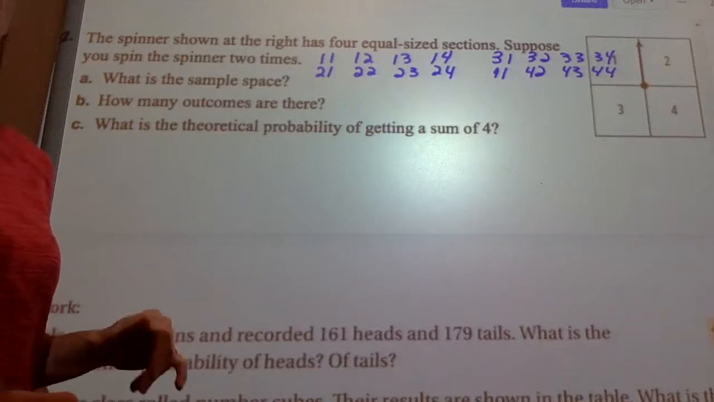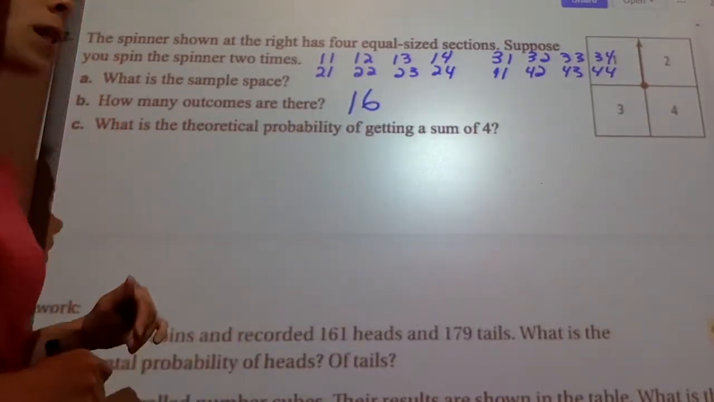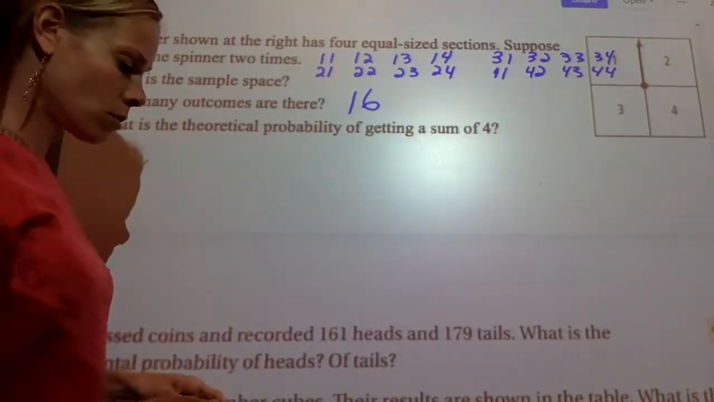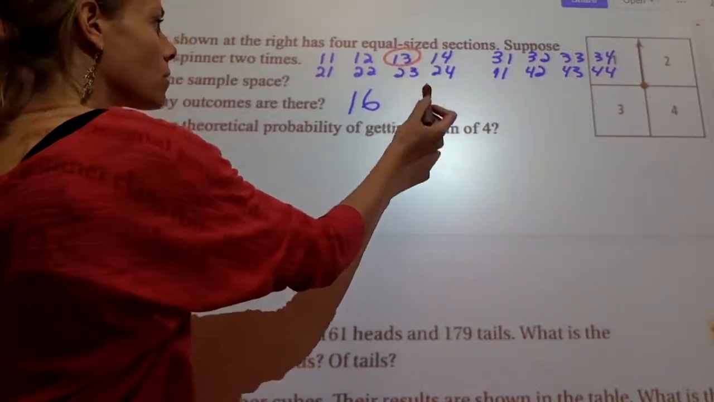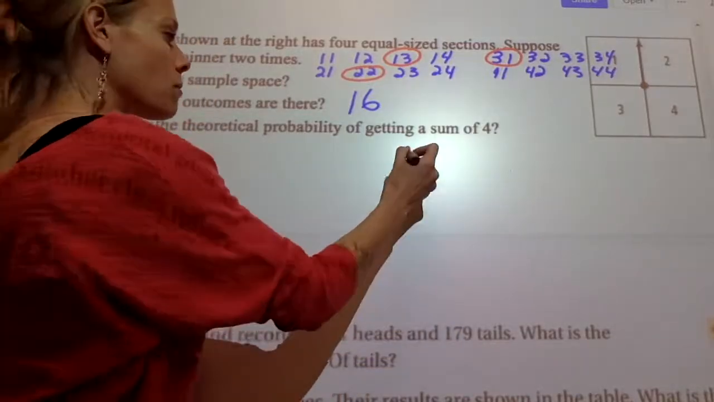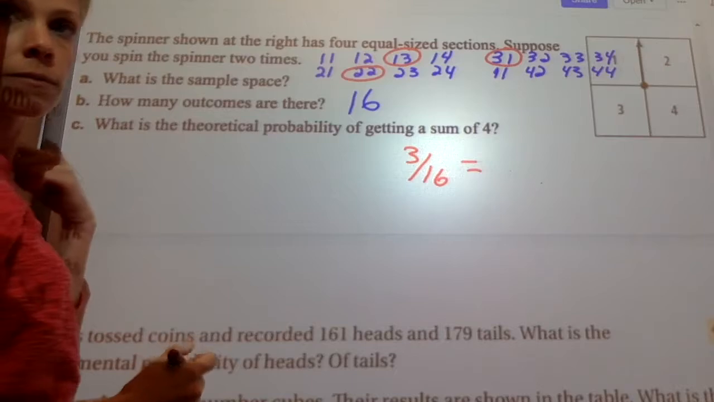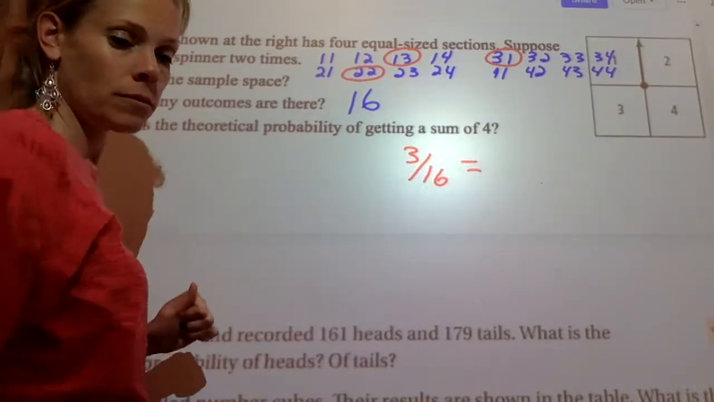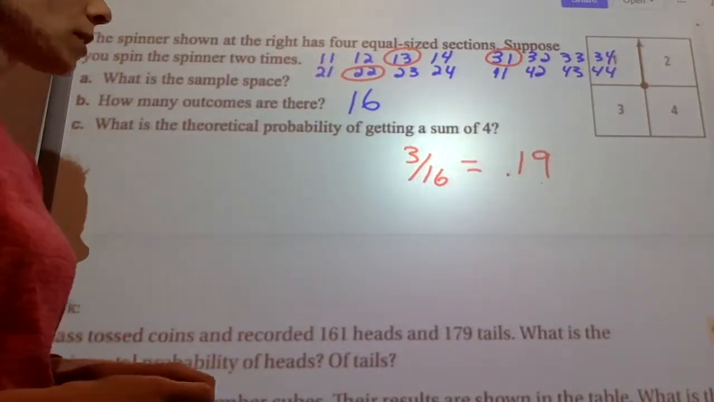How many outcomes is that? 16 outcomes. What's the probability then that I get a sum of 4? So what are all the examples of a sum of 4? 1 and 3, 2 and 2, 3 and 1. So that'd be 3 out of 16, which is what as a decimal? So 0.19, 19% chance of probability that you'll get a sum of 4.